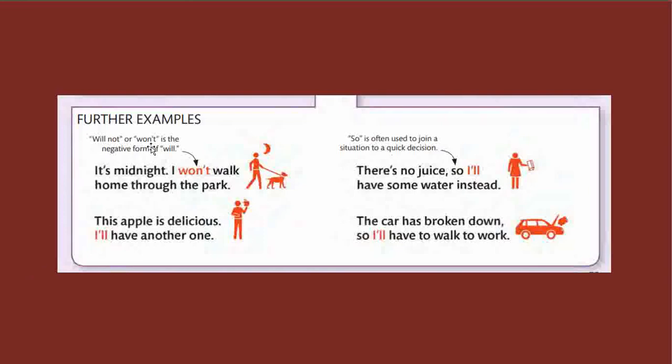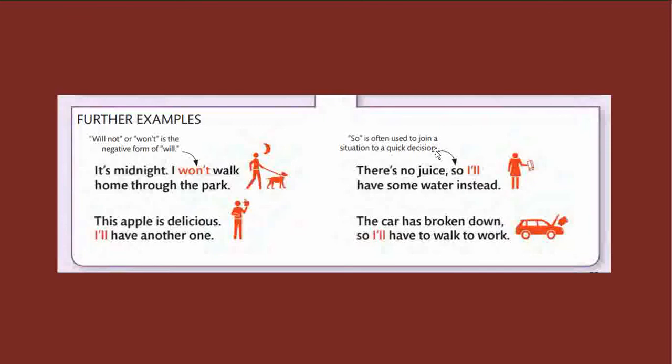Next, we have certain examples with spontaneous decisions made. Will not, or won't, is the negative form of will. Will not is contracted to won't. Please remember that. Will not is contracted to W-O-N apostrophe T. Won't. Won't is the same as will not. It's midnight. I won't walk home through the park. This is a spontaneous decision made because it was midnight. This apple is delicious. I'll have another one.